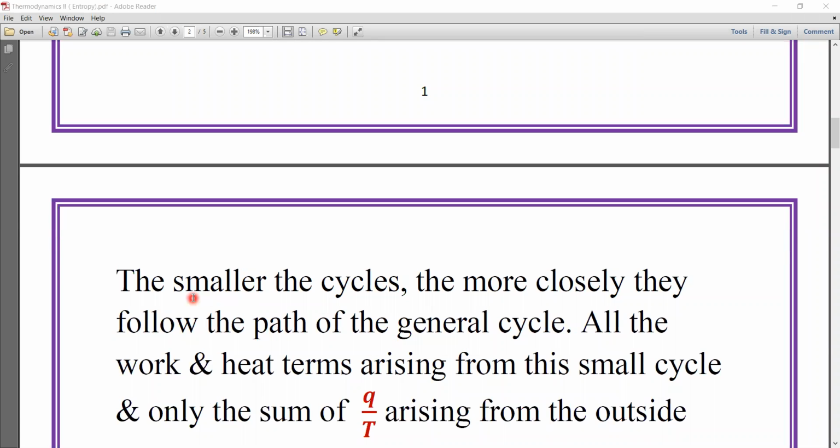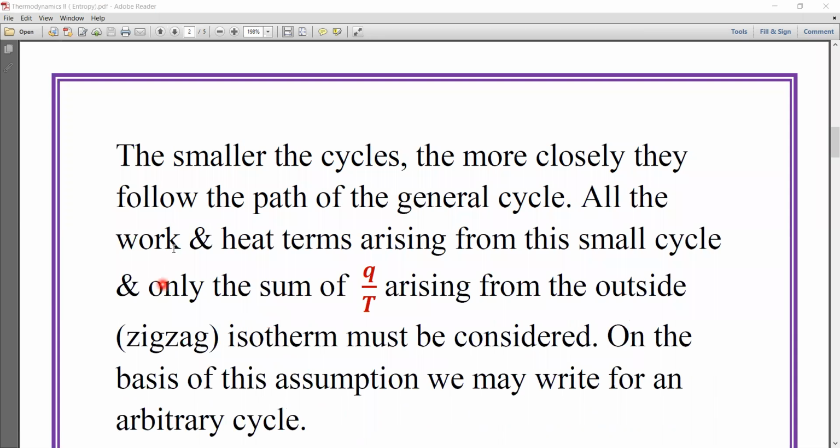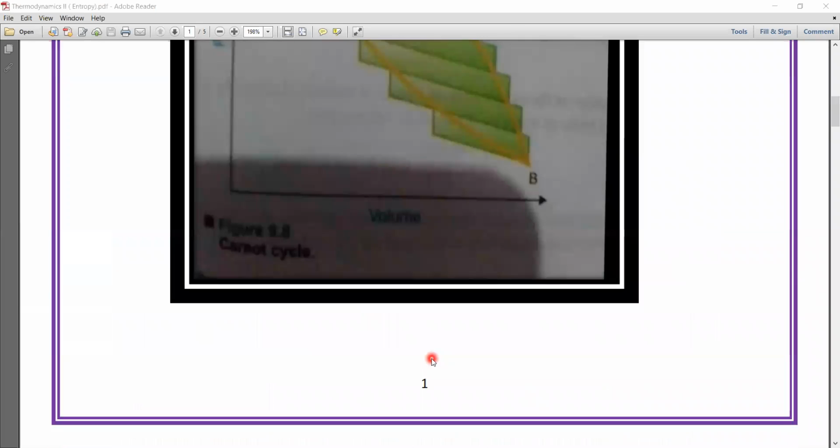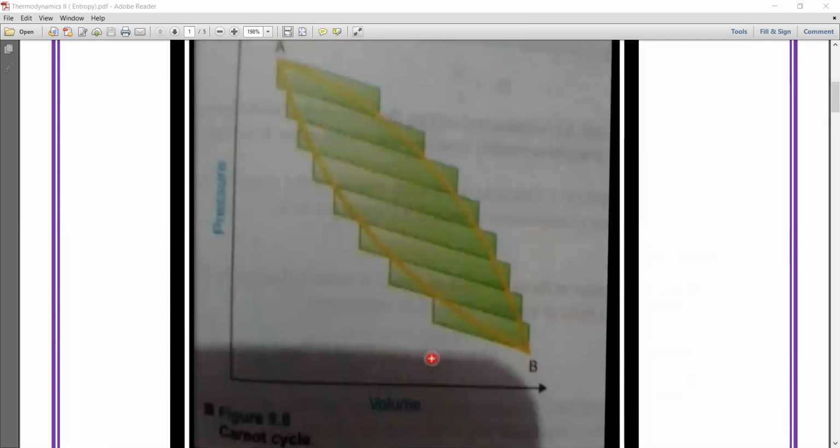The smaller the cycles, the more closely they follow the path of the general cycle. All the work and heat terms arising from this small cycle cancel, and only the sum of Q upon T arising from the outside zigzag remains. Outside the zigzag means, see here, which part is outside the Carnot cycle?